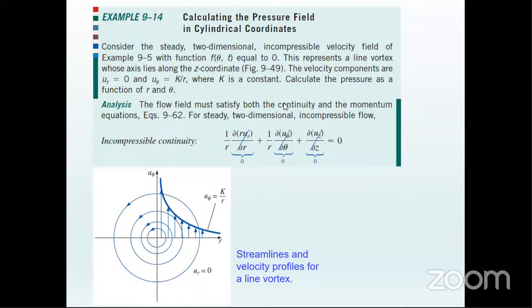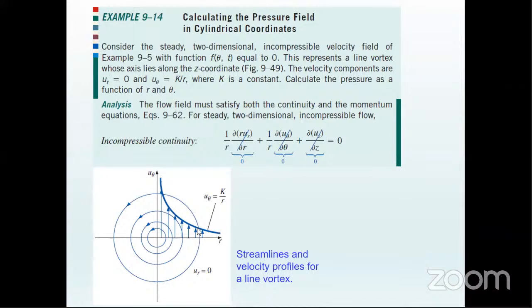The analysis goes in such a way that the flow field must satisfy both the continuity equation and the momentum equation. For steady flow, 1 over r times del by del r of r u_r, plus 1 over r times del by del theta of u_theta, plus del by del z of u_z. These terms get cancelled, meaning they are 0, because it is a streamlined flow. For a line vortex of that kind, at the center point and going radially outward, the speed is quite high near the center compared to outward at the radius vector. This can be given by the equation k over r.